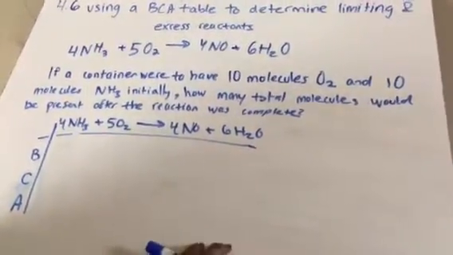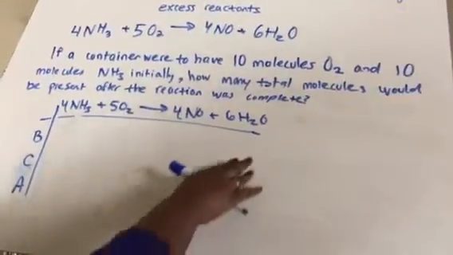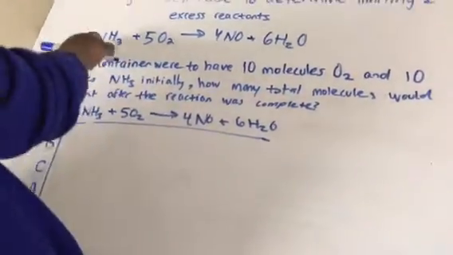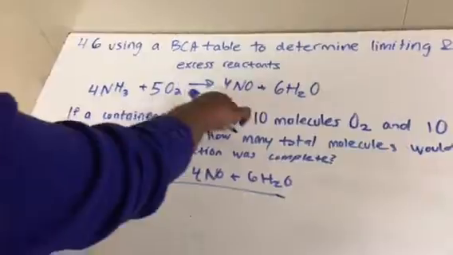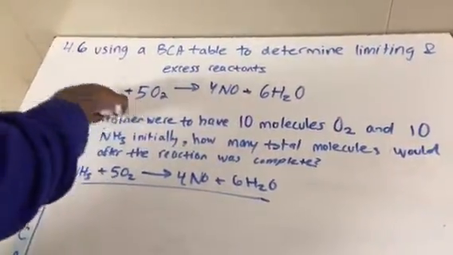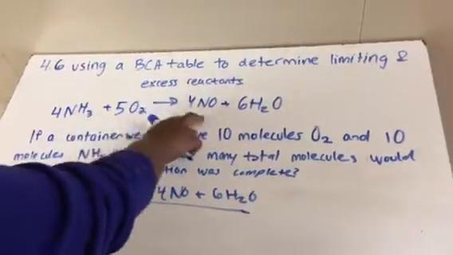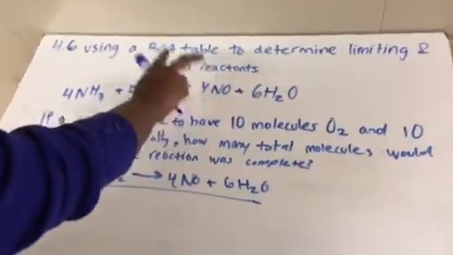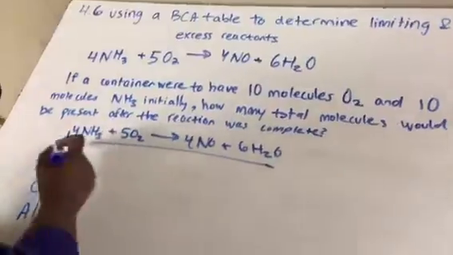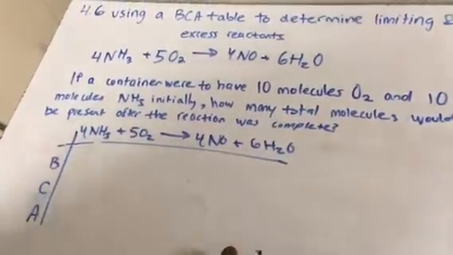So our first step, like I said before, is to check if our equation is balanced. So let's see, we have 4 nitrogens on either side, which is good. 12 hydrogens here, 12 here, 10 oxygens here, and 4 plus 6 is 10, so we have a balanced equation. So that means we can continue on to our BCA table.